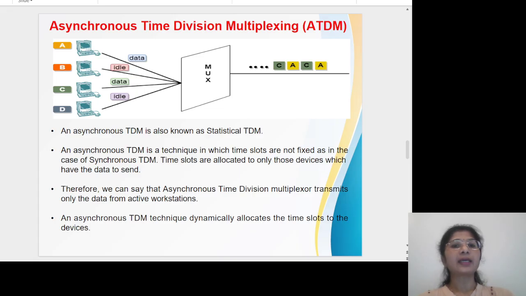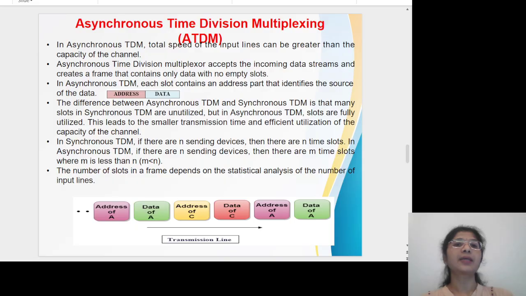In this technique the time slots are not fixed, as in the case of synchronous TDM. Time slots are allocated to only those devices which have data to send. Therefore, we can say that an asynchronous time division multiplexer transmits only the data from active workstations. It dynamically allocates the time slots to the devices. In asynchronous TDM, the total speed of the input lines can be greater than the capacity of the channel.